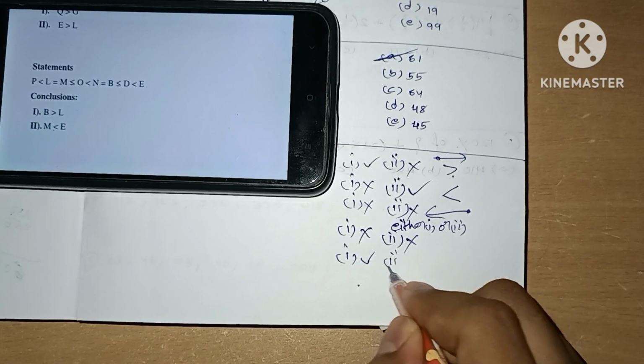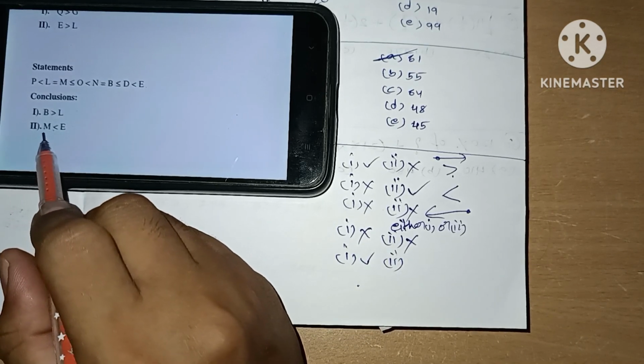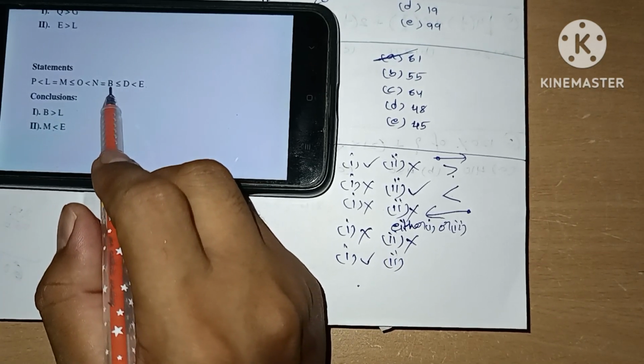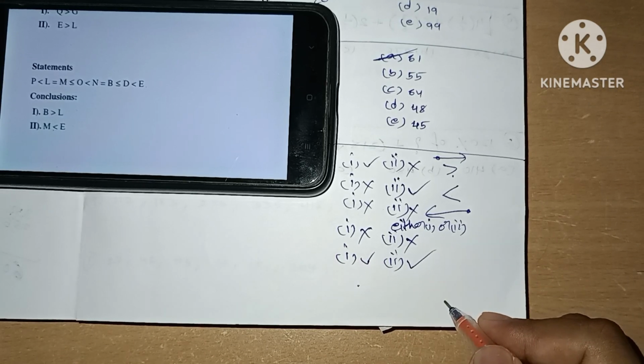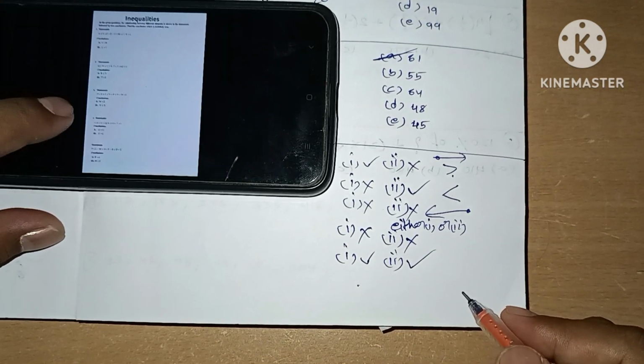Second conclusion, the flow from E to M. From E we are able to reach M. So second conclusion is also true. Now we are going to see syllogisms.